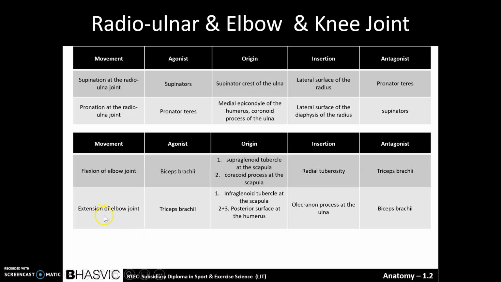For extension to happen, the agonist would be the triceps brachii, and the origin of this is the infraglenoid tubercle at the scapula, and the second and third head of the triceps would be at the posterior surface at the humerus. The insertion of the triceps brachii is the olecranon process at the ulna, and the antagonist is the biceps brachii.